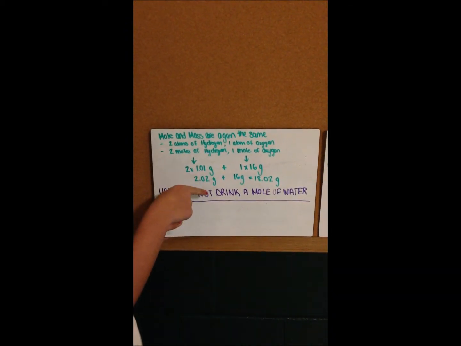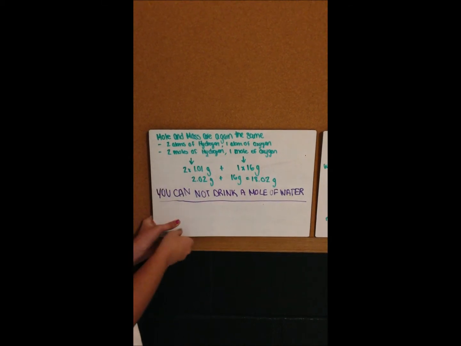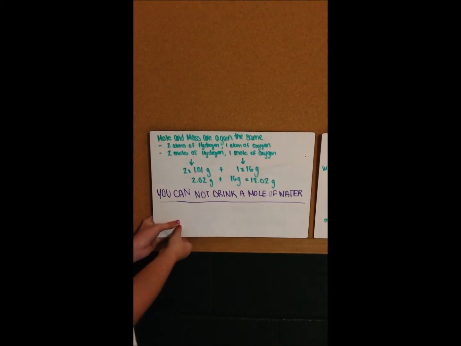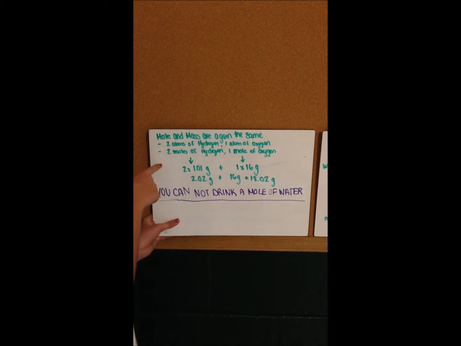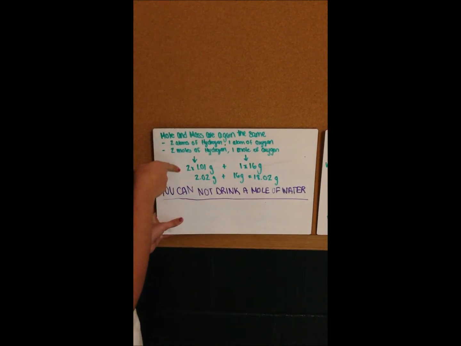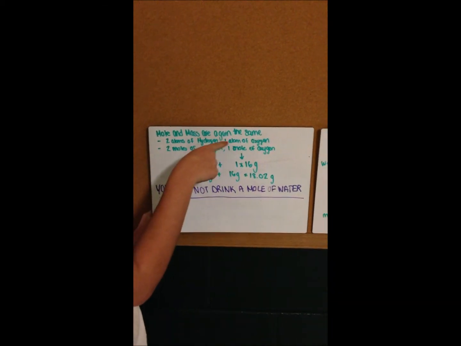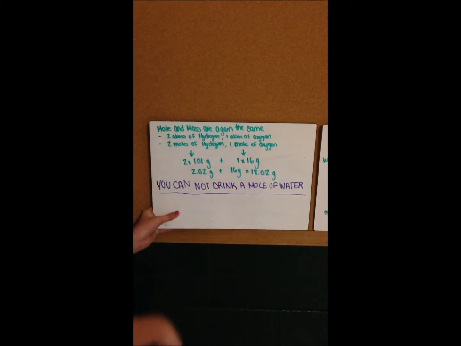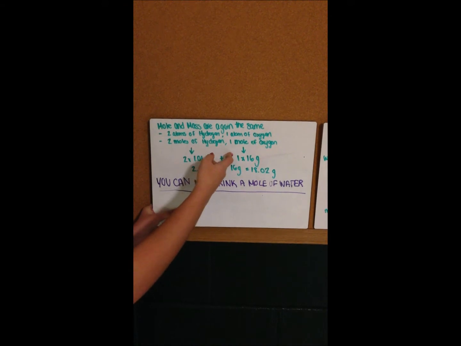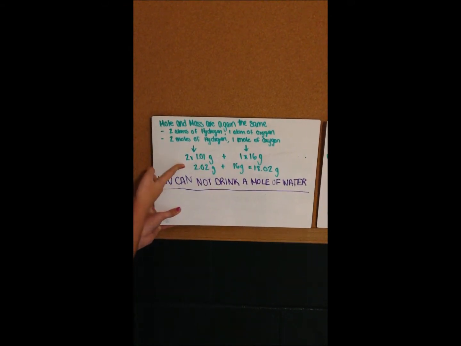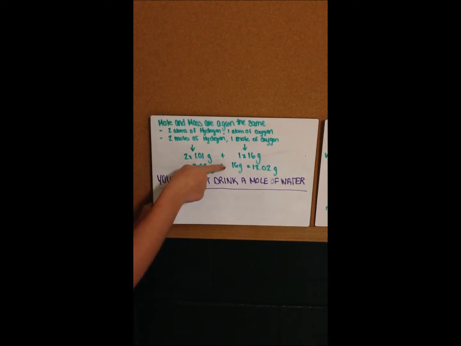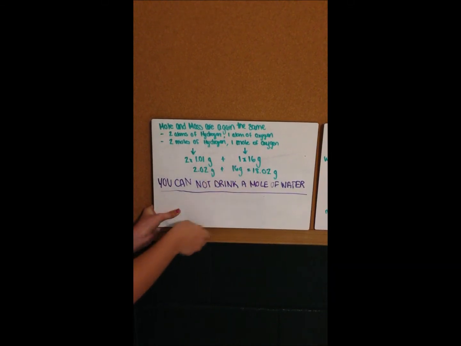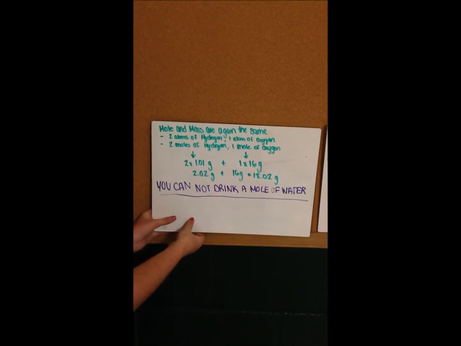So, the weight of a hydrogen atom is 1.01 grams. And since we have 2 of them, we're going to multiply it by 2. And then we only have 1 atom of oxygen, so the weight of oxygen is 16 grams, and we're only going to multiply it by 1. So that's 2.02 grams plus 16 grams equals 18.02 grams, which is the weight of water.